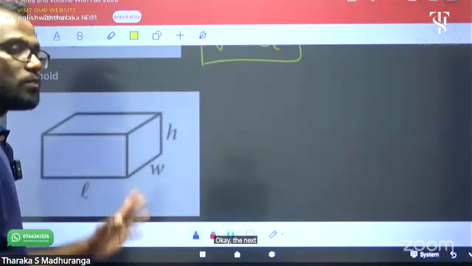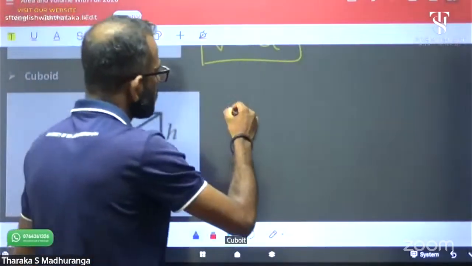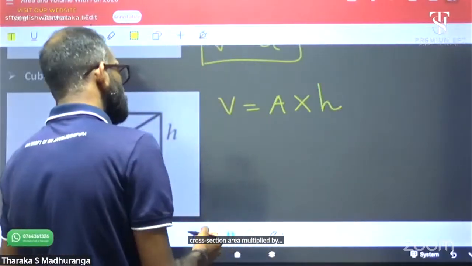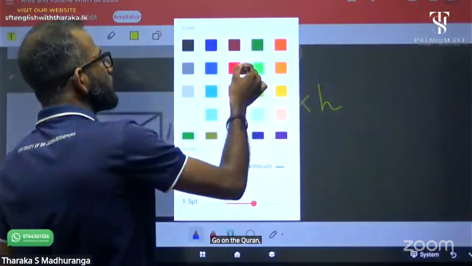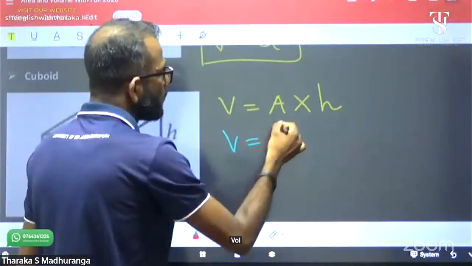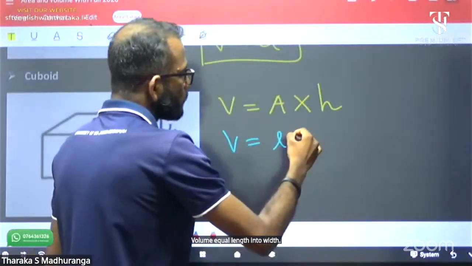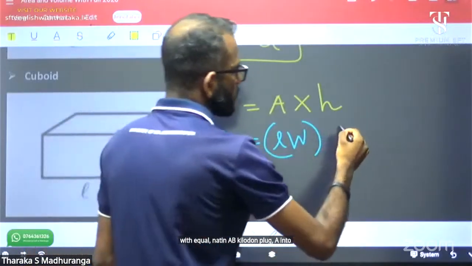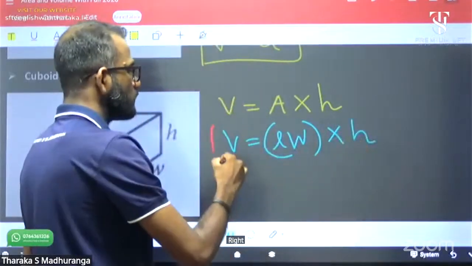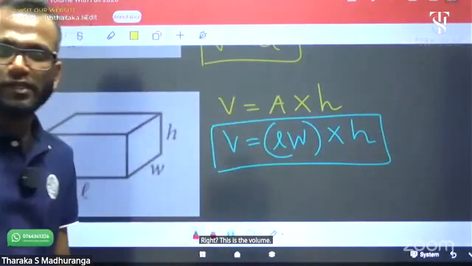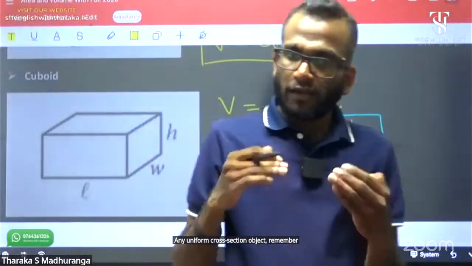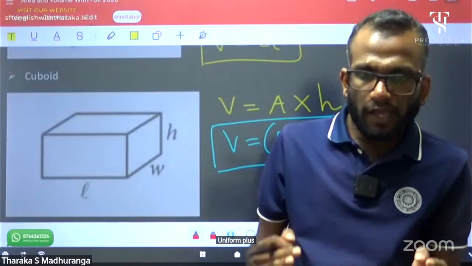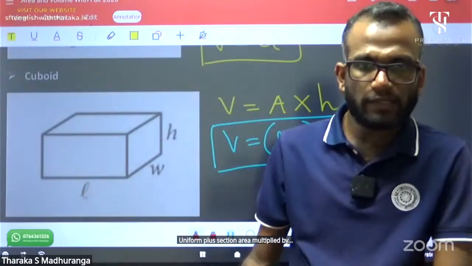Okay, the next one is a cuboid. Same: volume equals cross section area multiplied by height. The cross section area is length into width, or we can write A B. So the volume is A into B into H, right? For any uniform cross section object, remember this equation. Now you don't need to remember one by one: the uniform cross section area multiplied by the uniform length.